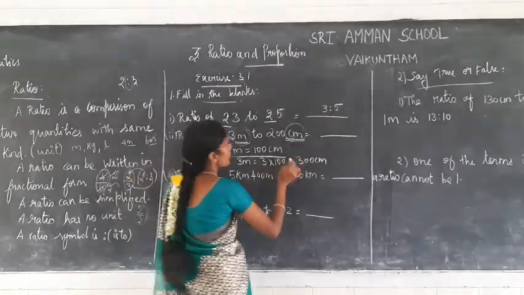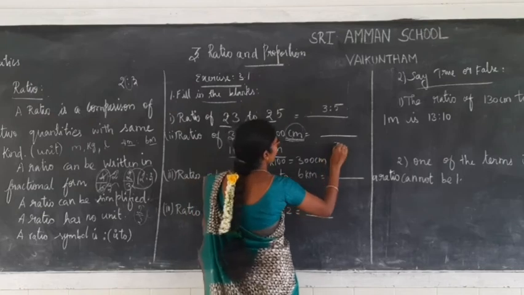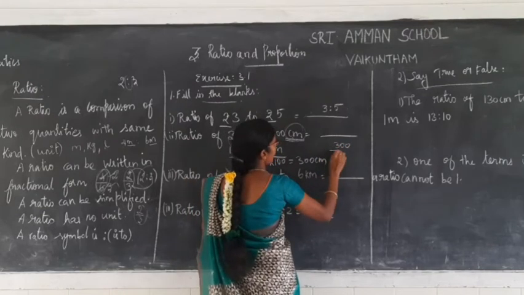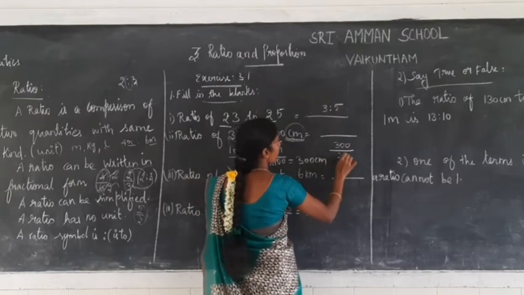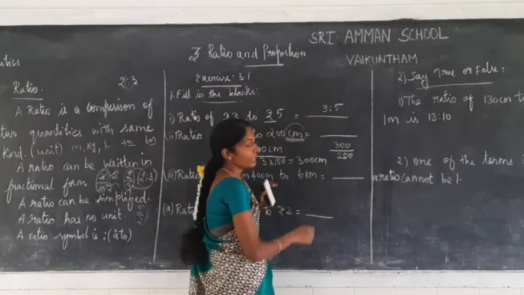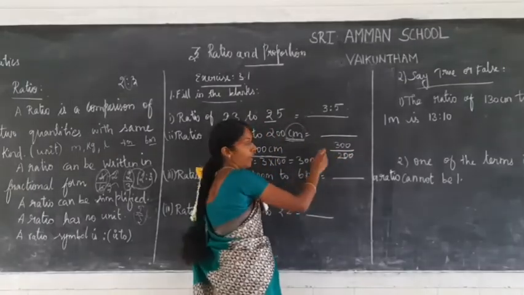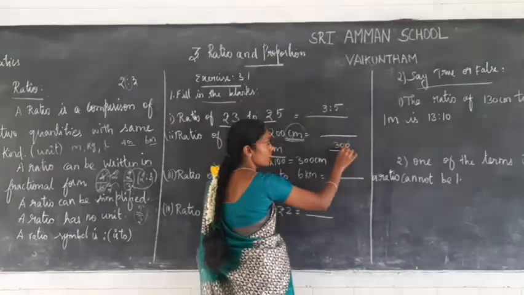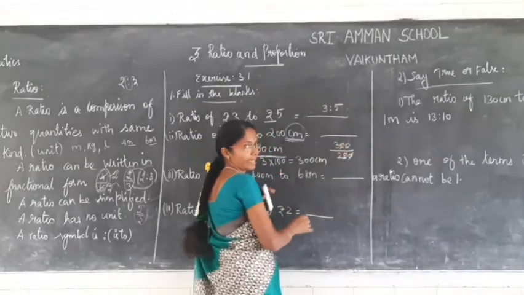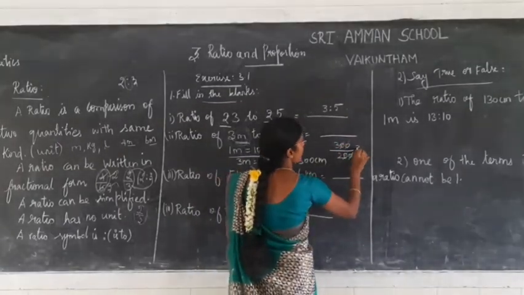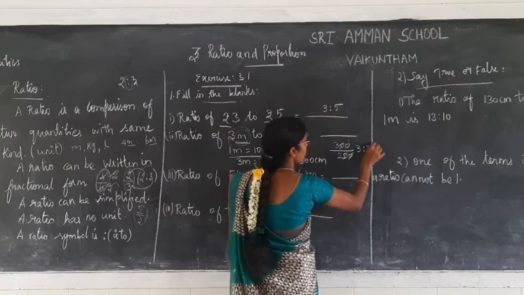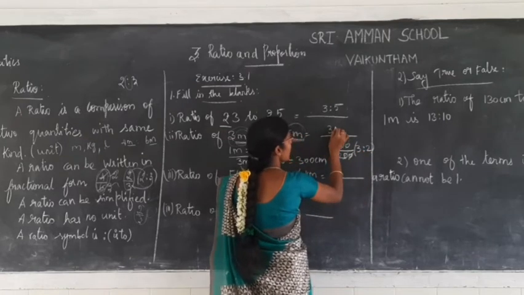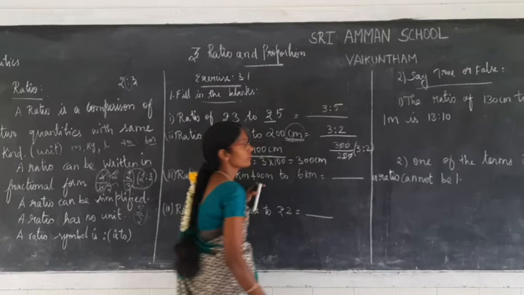Clear? So it should be written 300 divided by 200. The ratio can be simplified. So the zeros cancel. Okay. So how will you write? 3 is to 2. So the answer is 3 is to 2.